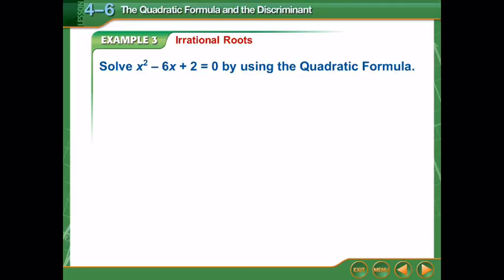Okay, example 3, we have x squared minus 6x plus 2 equals 0. We're going to use the quadratic formula again. It's already set equal to 0, so that's nice. My a is equal to 1, b is negative 6, and c is positive 2.